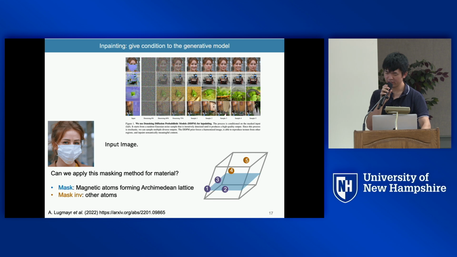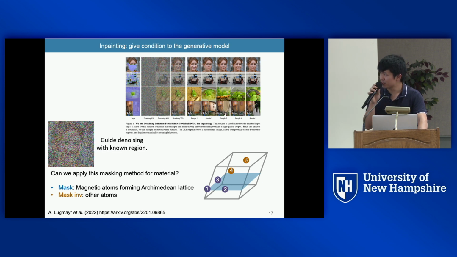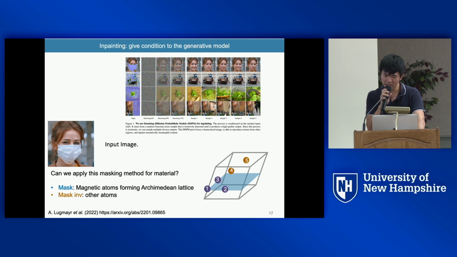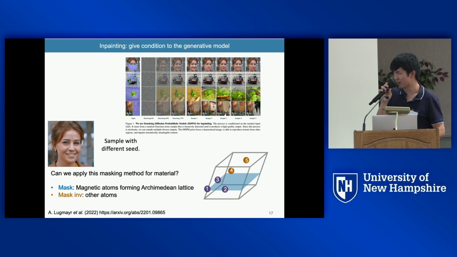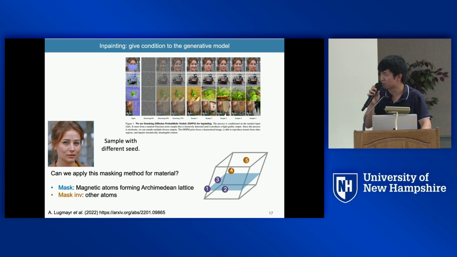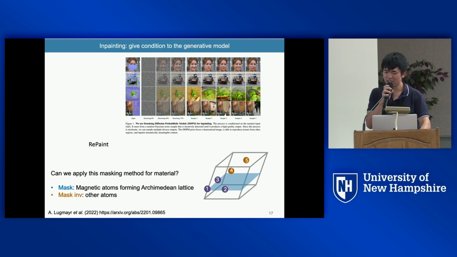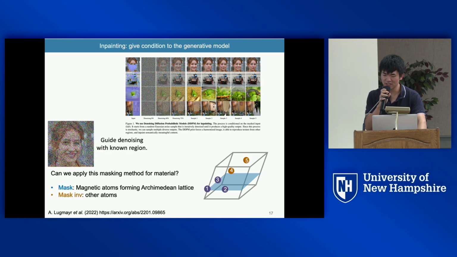The approach we took is called conditional generation. That is called in-painting in image generation. If there is a picture of a woman wearing a mask, we can guess what the face under the mask is. We can apply this kind of method, considering that this geometric Kagome or triangular lattice is the non-masked part, and the other atoms are something below the mask.